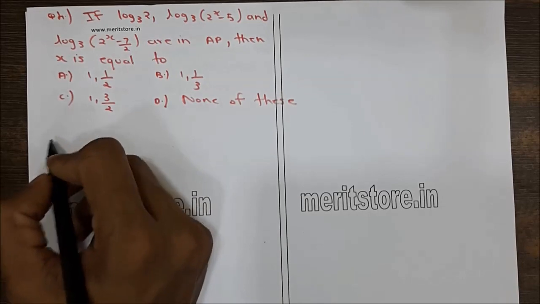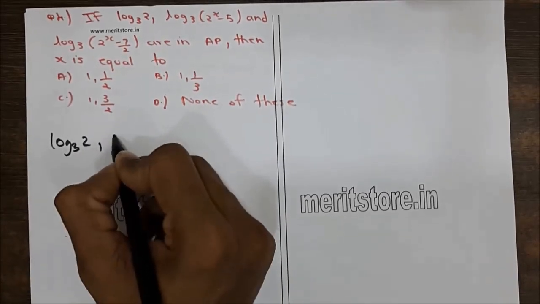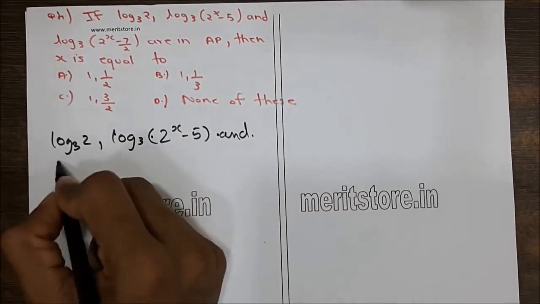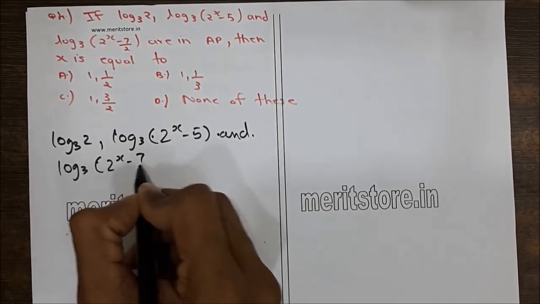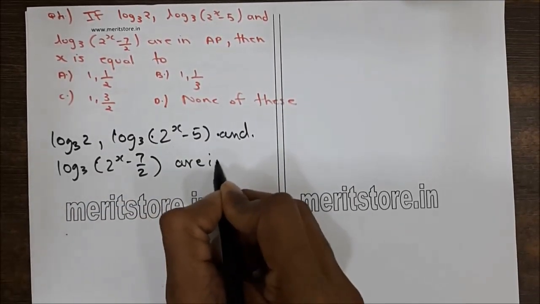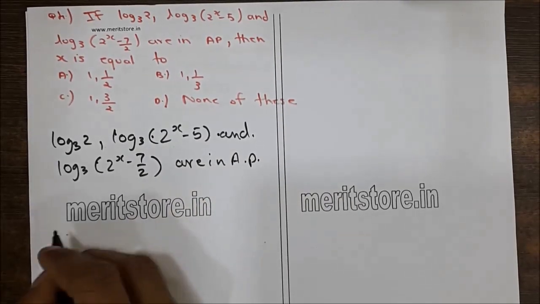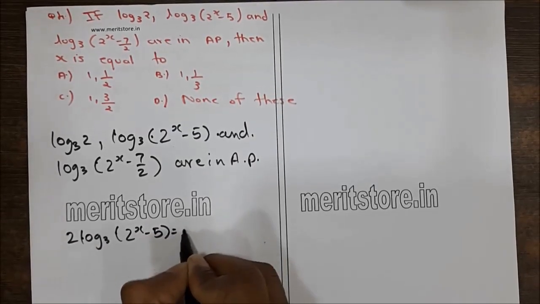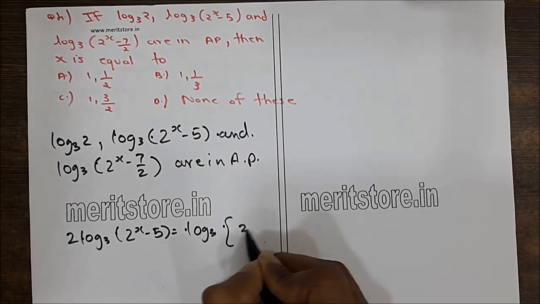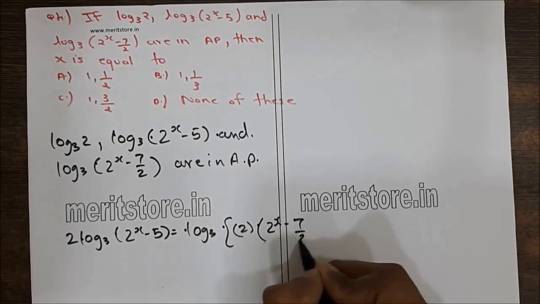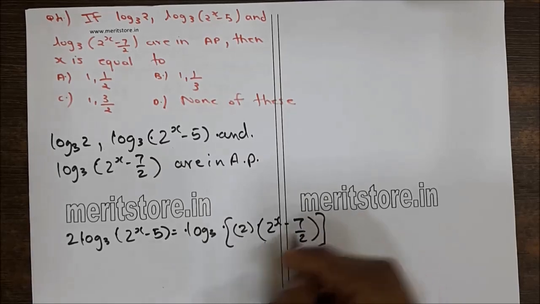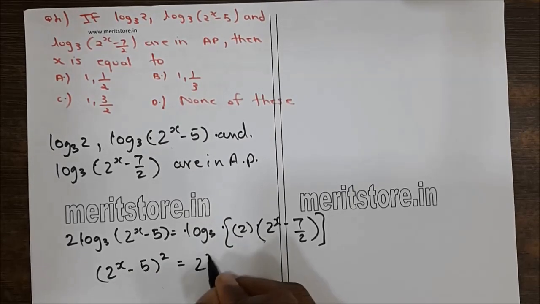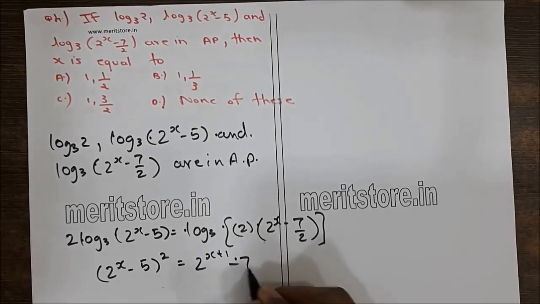So we have the AP given, that is log to the base 3 of 2, log to the base 3 of (2 raised to x minus 5) and log to the base 3 of (2 raised to x minus 7 by 2), which are in AP. Solving this, we can write 2 log to the base 3 of (2 raised to x minus 5) equal to log to the base 3 of 2 plus log to the base 3 of (2 raised to x minus 7 by 2). Solving this further, we can write (2 raised to x minus 5) the whole square equal to 2 raised to x plus 1 minus 7.